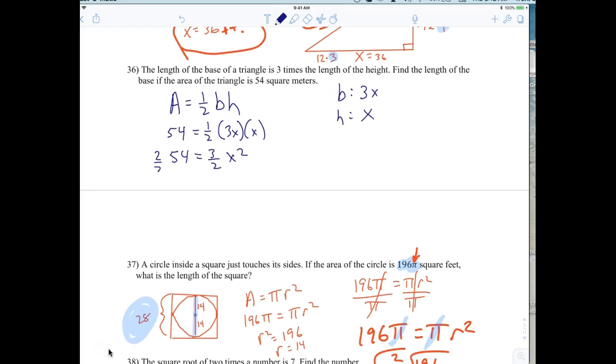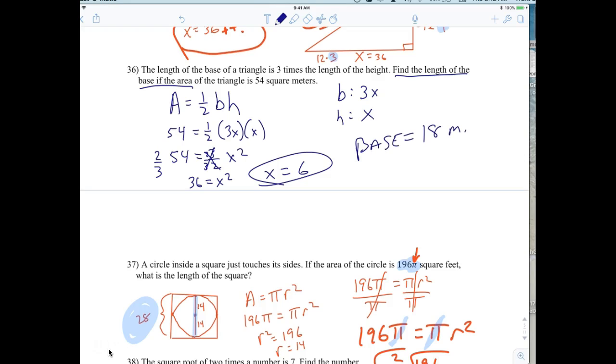Multiplying by the reciprocal cancels out the fractions, so 36 equals x squared, so x is what? 6. Now technically it could be plus or minus 6, but length can't be negative, so we don't use a negative. Everybody with me? All right. So the height is 6, but they're asking for the what? The base. So the base would equal 18 meters. Anybody have any questions with that?